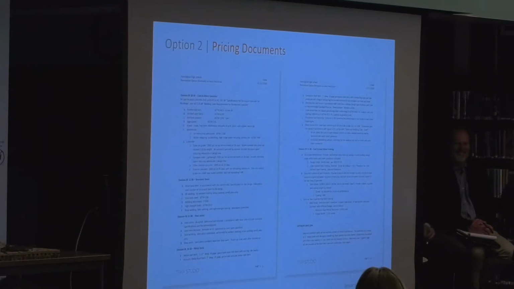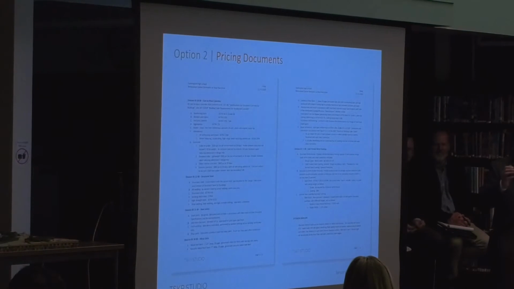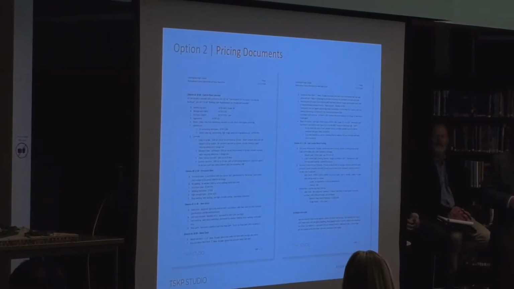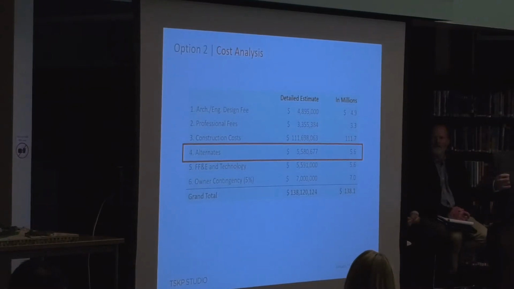And then we got a price back. I'm gonna give you a peek at that price, although CSG wants to walk you through the details and how they arrived at it, but I do want to show you this number, $138.1 million for our option two. Now this includes all of the soft costs and all of the line items that you see here, including alternates, that line number four. Now those alternates include a photovoltaic system.